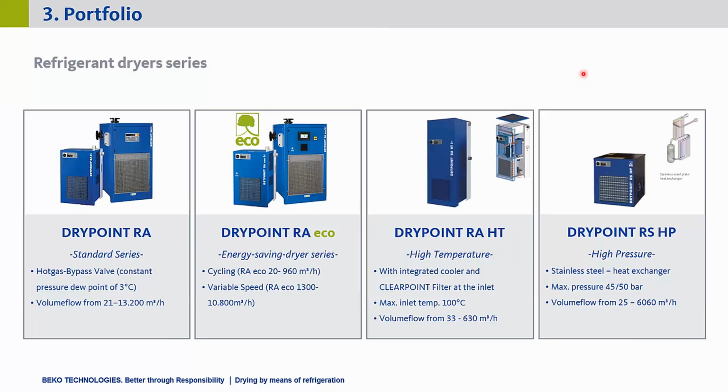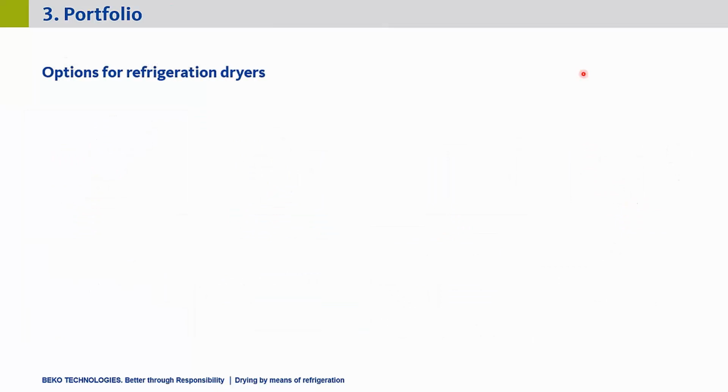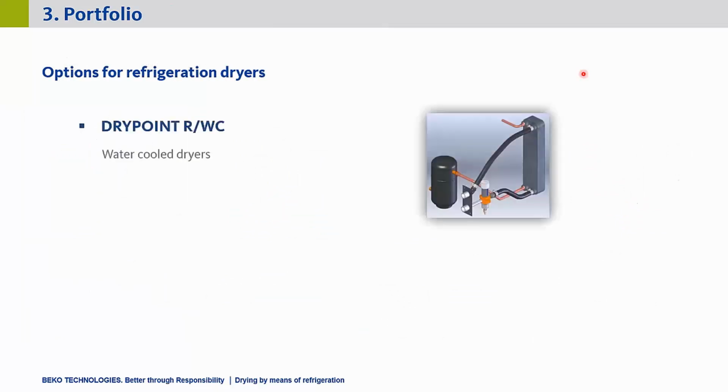Nevertheless, whichever dryer series you have, we have some options that apply to all of these. On one hand, we can also deliver the dryers as WC, which is water cooled. I already talked about it before when we had a look at the refrigeration circuit. On the right side, we had the condenser with the ventilator behind. So this is an air-cooled version. If you have the water-cooled version, then this is the condenser over here, and it just has two connections for cooling water, and then you can cool your refrigeration circuit with cooling water instead of air.